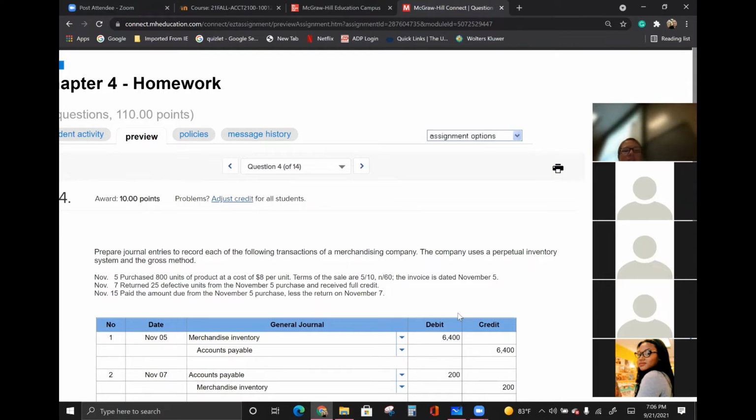On November 15th, we pay the amount. So since we're paying it within the 10 days, do we get to take the discount? Are we taking the discount on $6,400 or $6,200? $6,200. We only get the discount on what we actually purchased. We returned the $200. So now we do 5% of the $6,200.